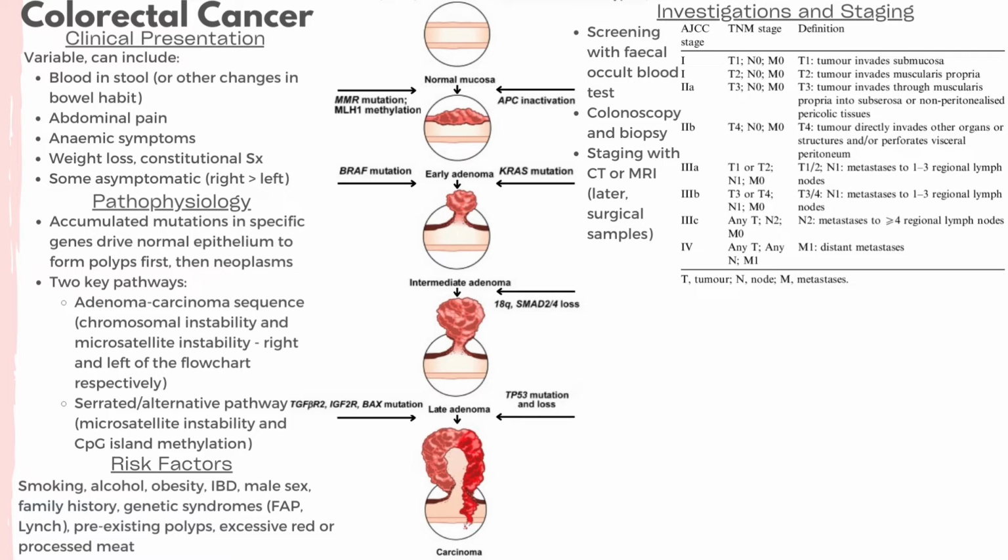The table here summarizes the key staging distinctions drawn using the AJCC and TNM staging systems. For simplicity, we'll just run through the AJCC system here. Stage 1 is where the tumor is confined to the submucosal or muscular layers of the gut. Stage 2 is where the tumor has invaded beyond the colonic muscle layers and potentially into other structures and organs. Stage 3 is where there has been spread of the cancer to regional lymph nodes. And stage 4 is where there has been metastasis to distant sites.